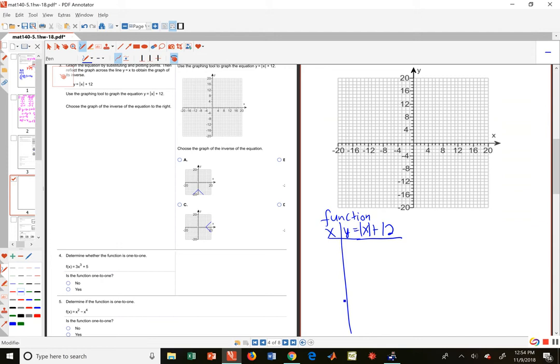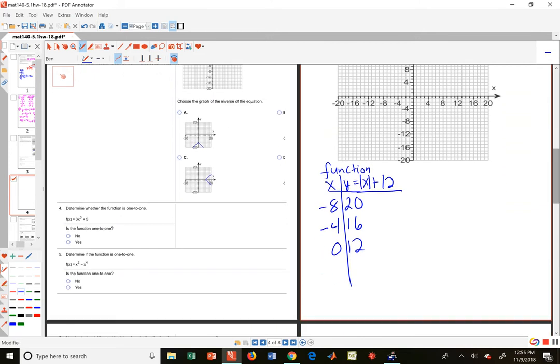Now, if you plug in a 0, you get back 12. It's not going to get any smaller than that, because that absolute value is always positive. But I want to do a few negative inputs. So let's do a negative 4 input, which would give us a 16, and a negative 8 input would give us a positive 20. The absolute value makes the negative into a positive, and then you add the 12.